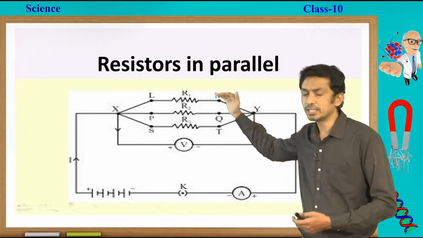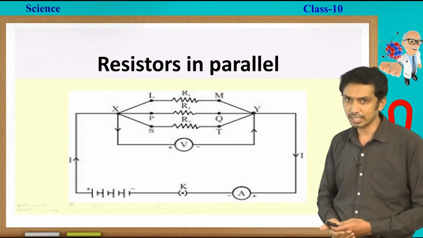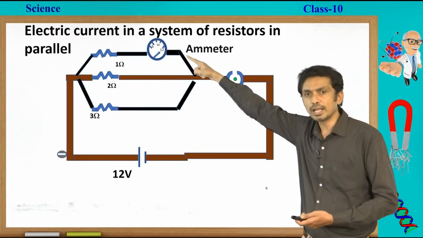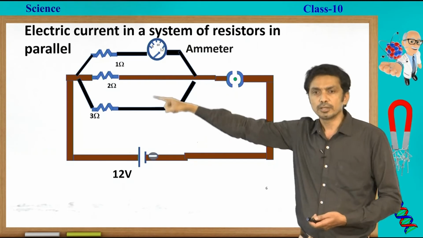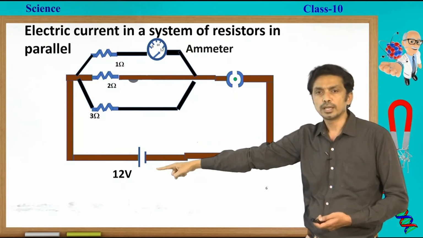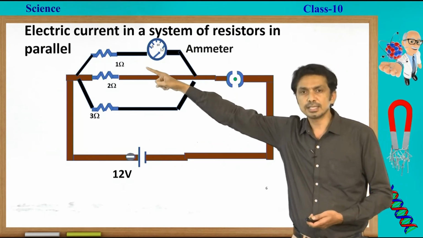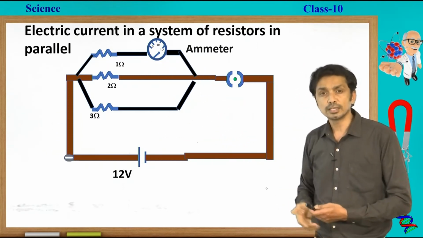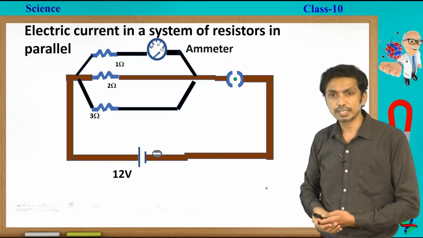Here it is different in each resistor, right? Here you can see it is 12 ampere. That means V is 12 volt and the resistance is 1 ohm. 12 by 1 is 12. So we are getting 12 amperes of electric current.